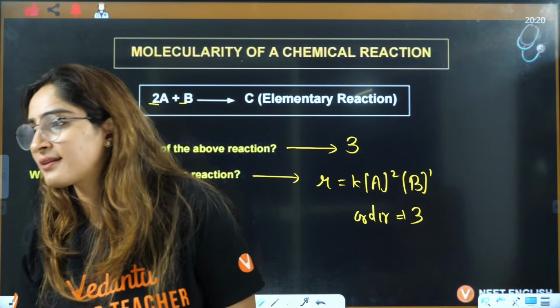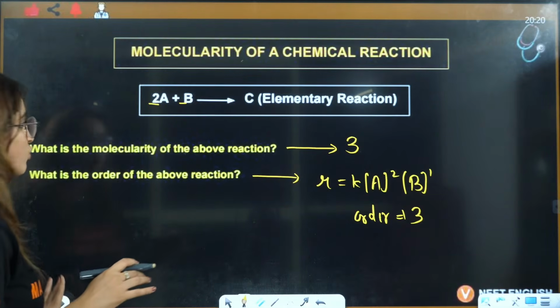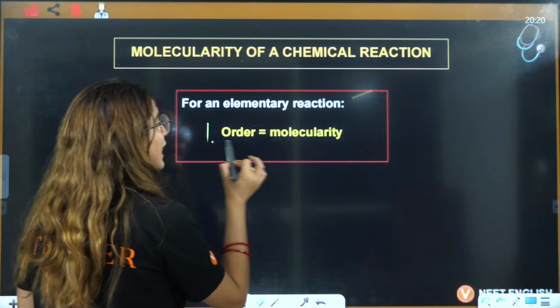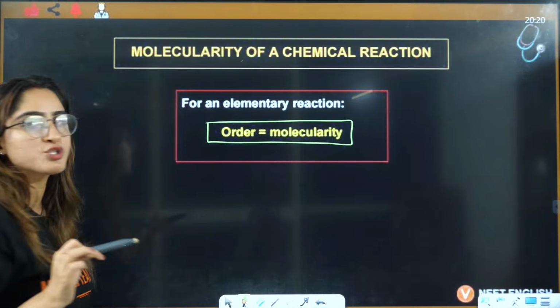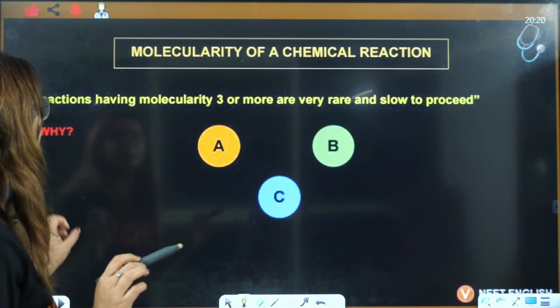So can I say that for an elementary reaction, order is equal to molecularity, right? That we have seen in the example also.